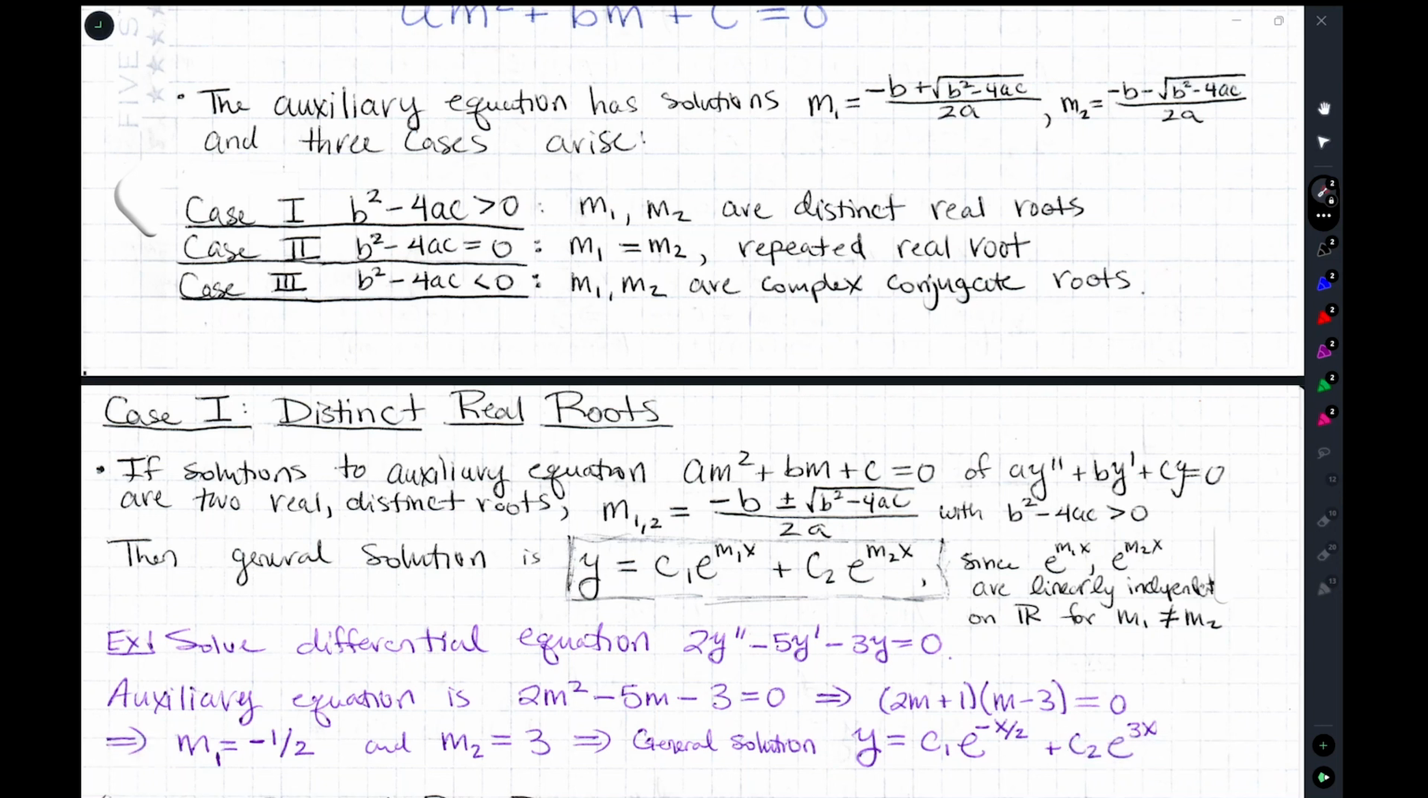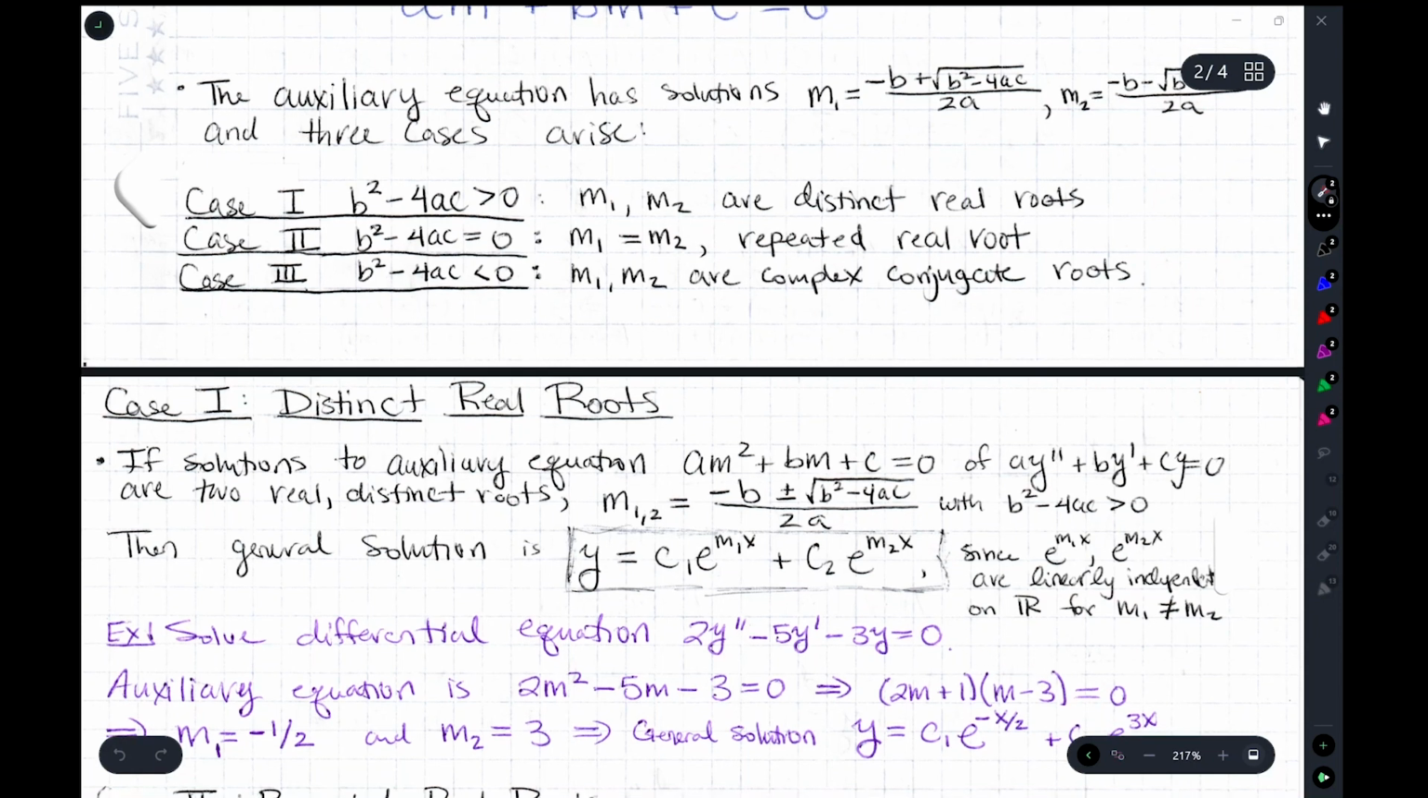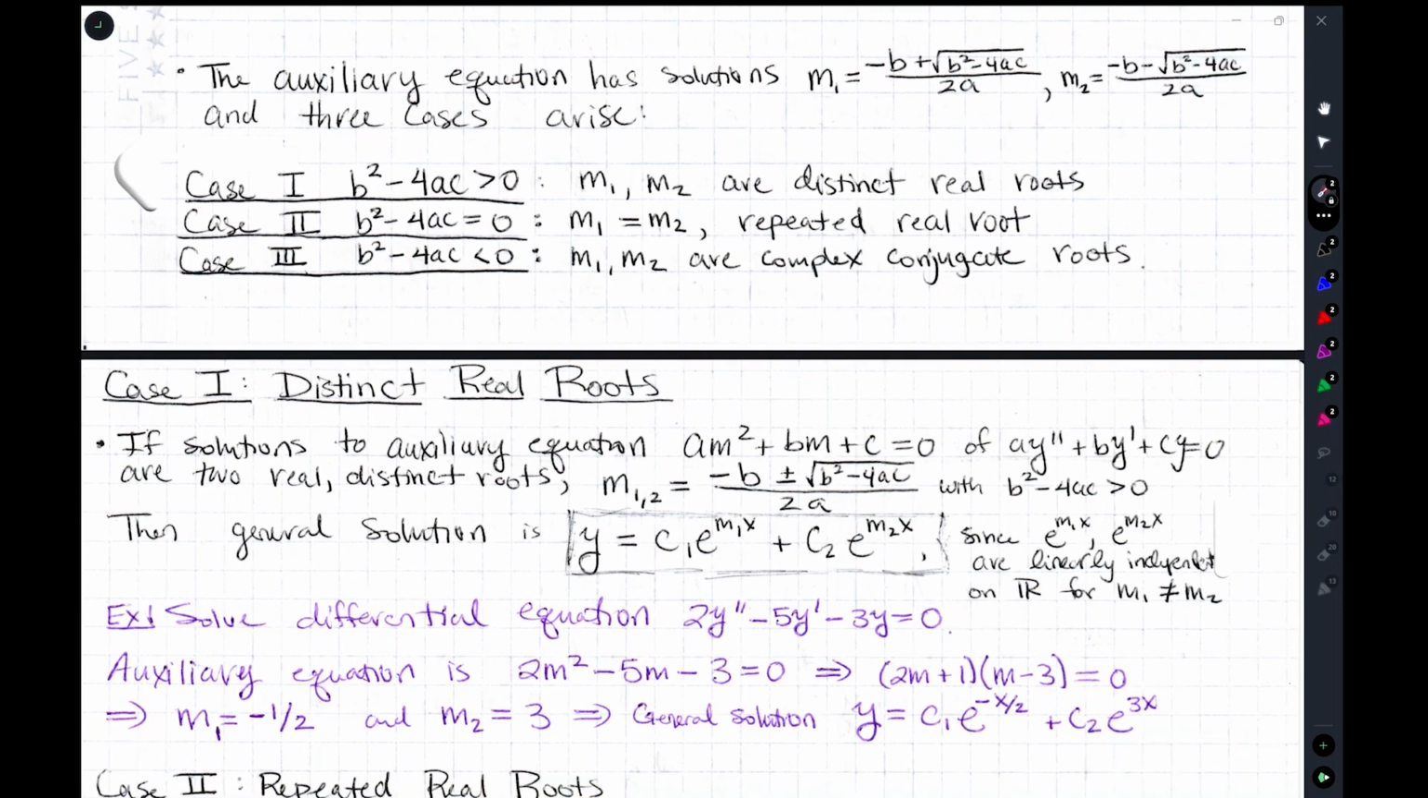Okay, so one solution will have a plus and the other a minus. The general solution then will be given here, where m1 and m2 are as we solve. And we know this is the general solution because when the exponential has different constants in there, then they're linearly independent. We have proven that before by looking at the Wronskian. So let's look at an example.